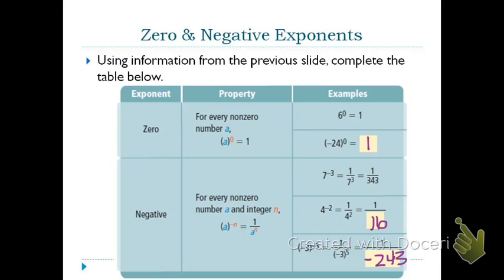Whenever you take a negative number to an odd exponent, you should always get a negative number. If you take a negative number to an even power, you should always get a positive number. I'll write that off to the side because I'm not sure if that's discussed later on, so you need to add that to your notes. There we go. Any negative number to an even power equals a positive. Any negative number to an odd power should always equal a negative.